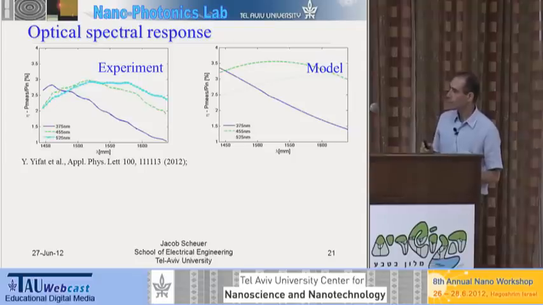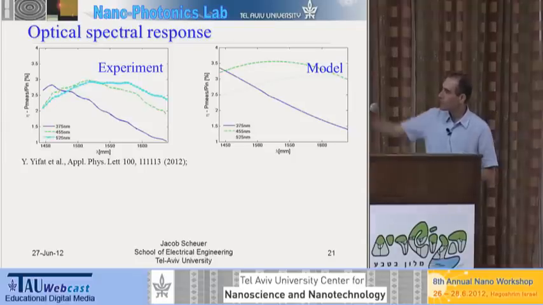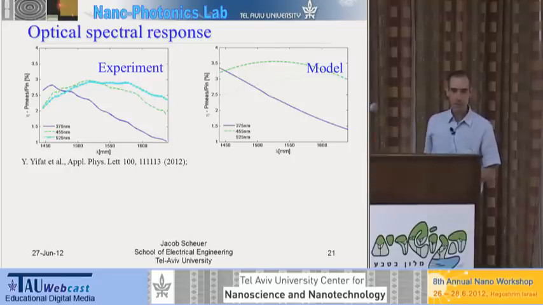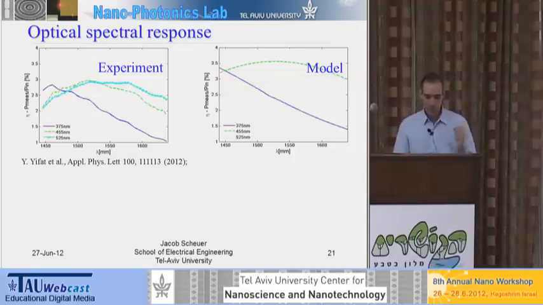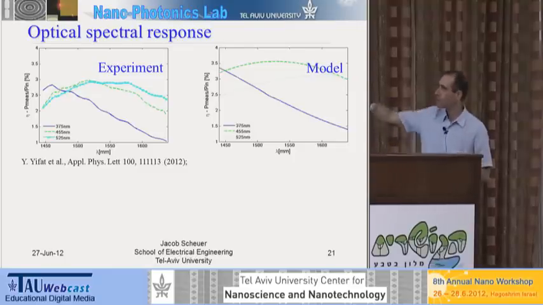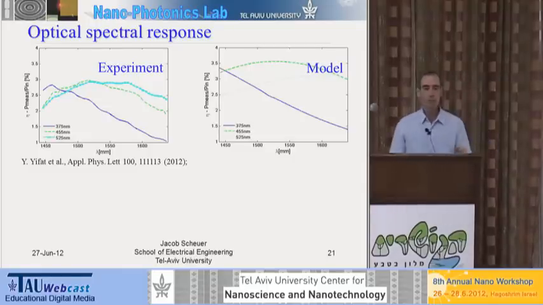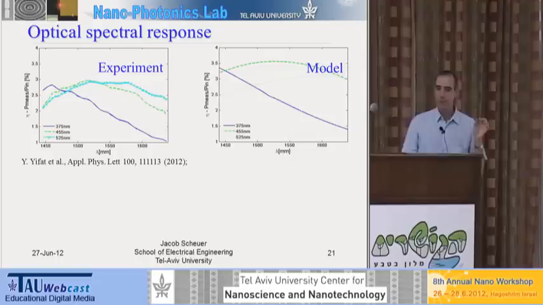And the important things to see here are the following. Depending on the length of the antenna, we get different spectral properties. We get a shift in the resonance. And note that these are very small differences. The longer antenna is about 500 nanometers long, and the shorter antenna is a bit less than 400 nanometers long. The resonance shifts by more than 200 nanometers. So we have the ability to precisely control the resonance frequencies of our nano antenna.